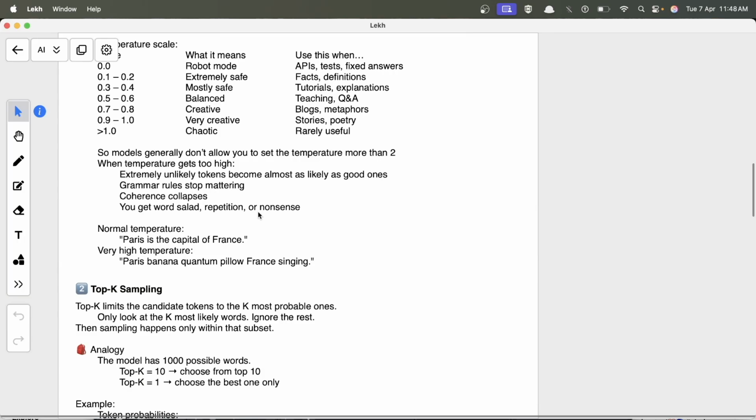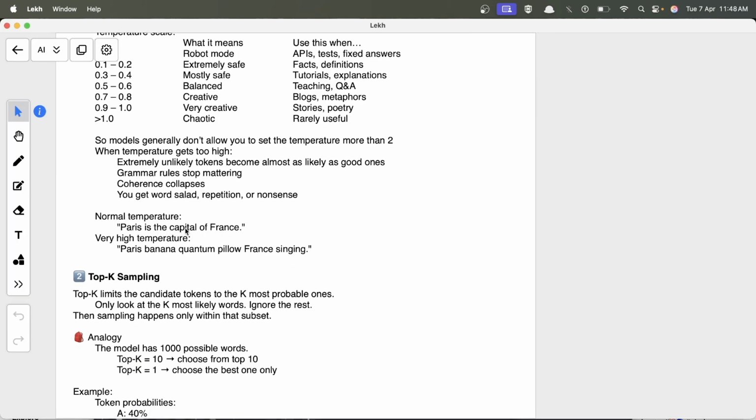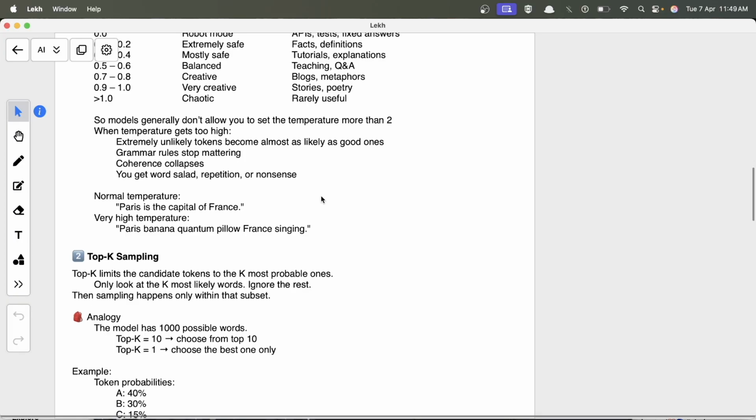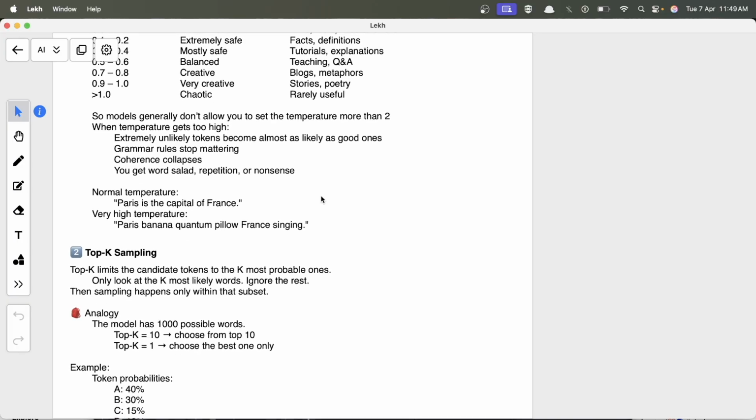An example: at normal temperature, the answer is Paris is the capital of France. But at a very high temperature, it can do anything, like choosing random tokens. Obviously, it will not be this bad because of all the training it has received over the years and all the knowledge it has gained from the queries of people. But it is a possibility that the model may behave randomly.